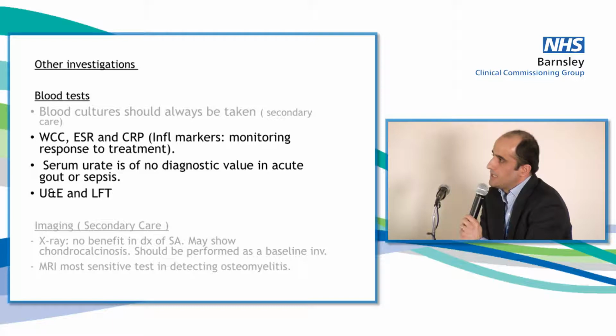Obviously, when we see the patient, this is the management plan for septic arthritis. Some of the investigations you can do, some of them should be done by secondary care. The blood culture can be done by secondary care, but you can arrange at least basic blood tests like FBC to look at the white cell count, and inflammatory markers, ESR and CRP. They give a very good picture of inflammation.